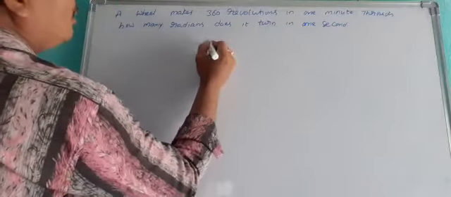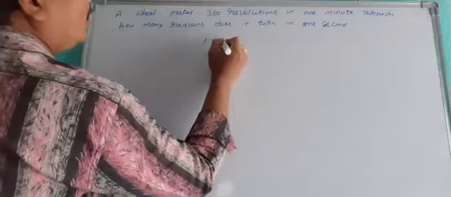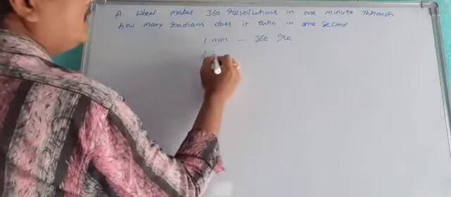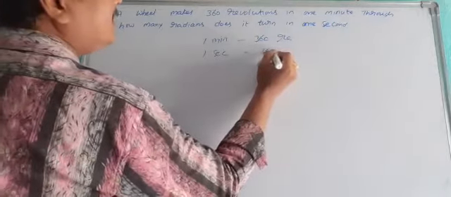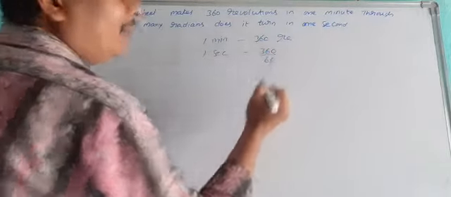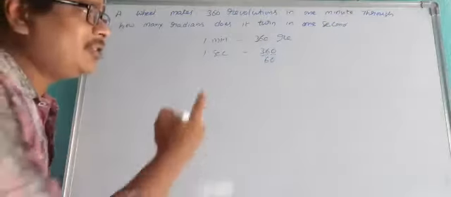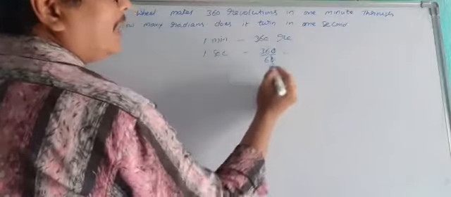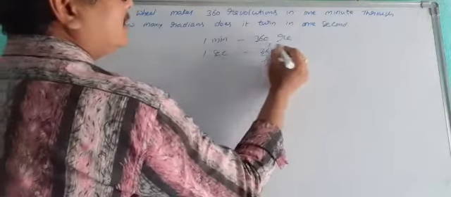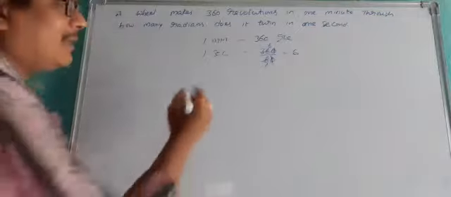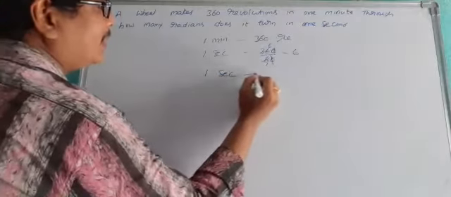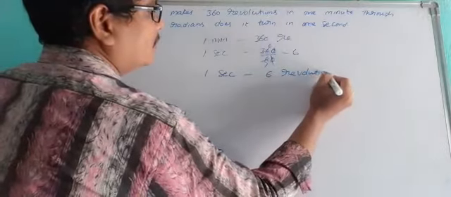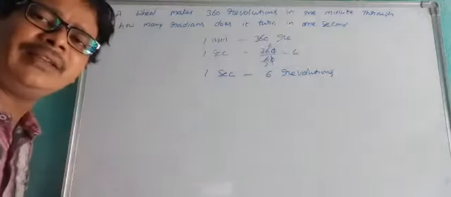So in 1 minute, 360 revolutions. In 1 second, that means 360 by 60, since in 1 minute 60 seconds are there. The zeros cancel, remaining 36 by 6, 6. That means in 1 second, 6 revolutions.